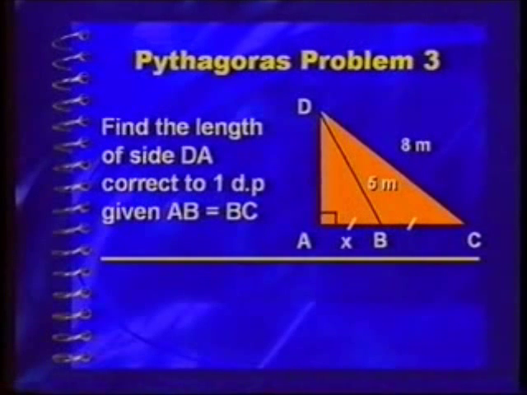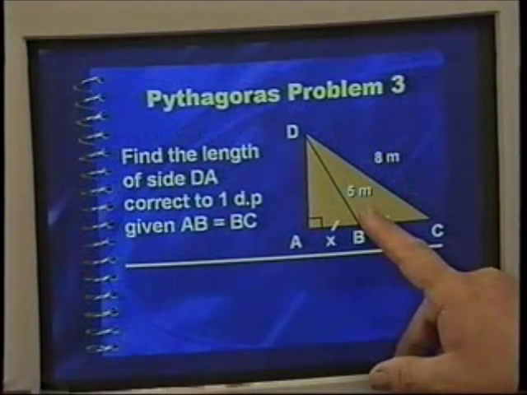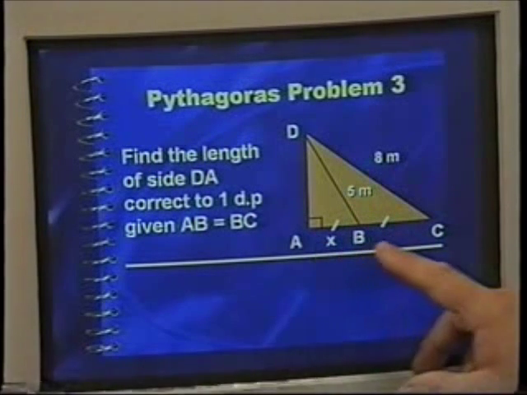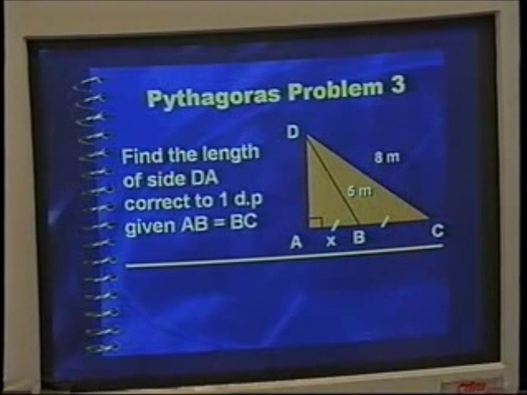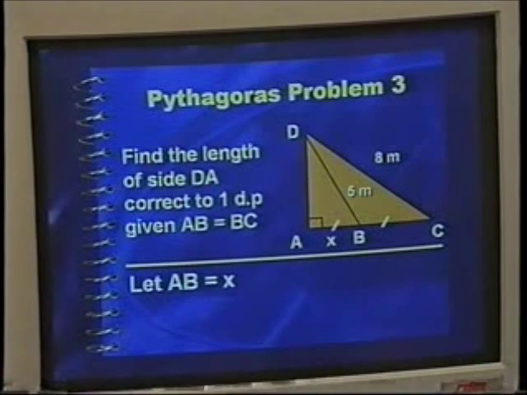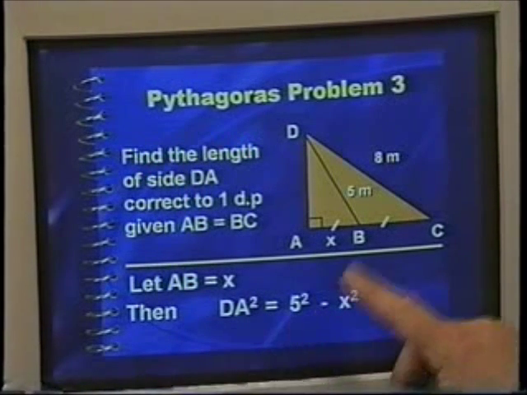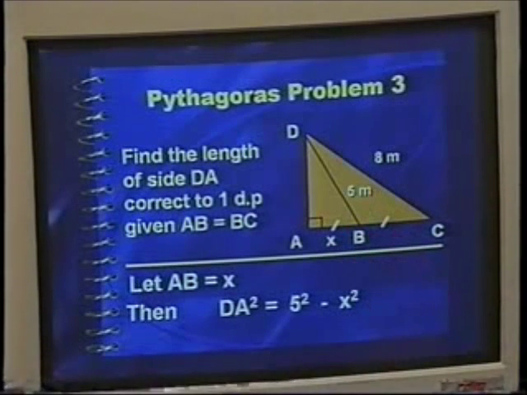Now these problems can become quite difficult. In trigonometry you have to have a good knowledge of Pythagoras, so let's do one more problem on Pythagoras, a little bit more difficult. In this particular problem, we are given that AB equals BC, so those 2 sides are the same. This particular hypotenuse in the small triangle is 5, while the hypotenuse in the big triangle ADC is 8 meters. Now, let's first of all call AB x, and then we can get from Pythagoras that dA squared should be the square of 5 minus x squared.